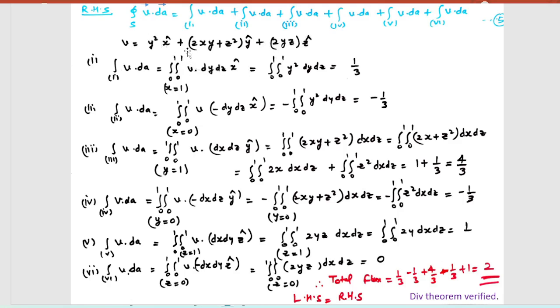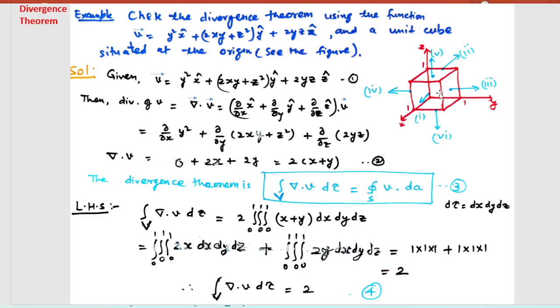So we will have B dot dA equal to y square dy dz in this case, and the limits are always 0 to 1 because for x, y and z it is a unit cube, so 0 to 1. So y square dy dz means the integral of y square is y cube by 3, and dz will give us 1. So 1 by 3 into 1, that is 1 by 3. Similarly for the second phase: the first phase is in the plus x direction, the second phase in the minus x direction.